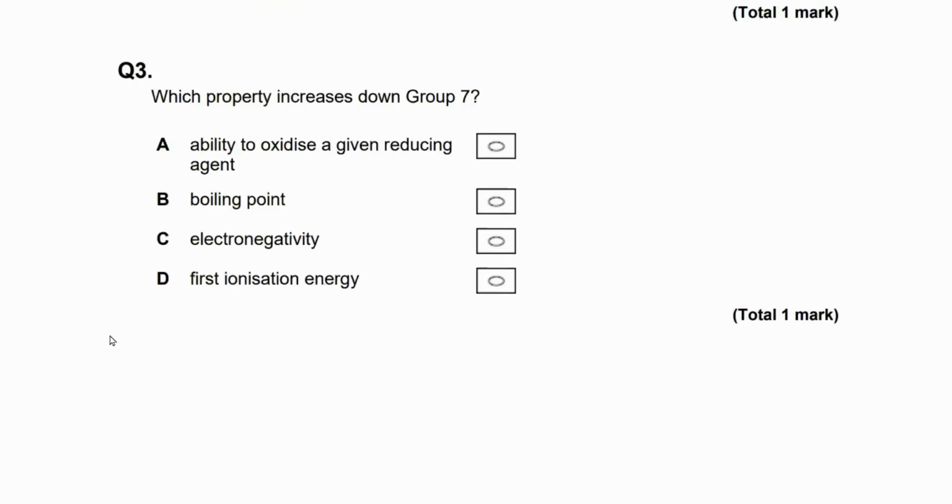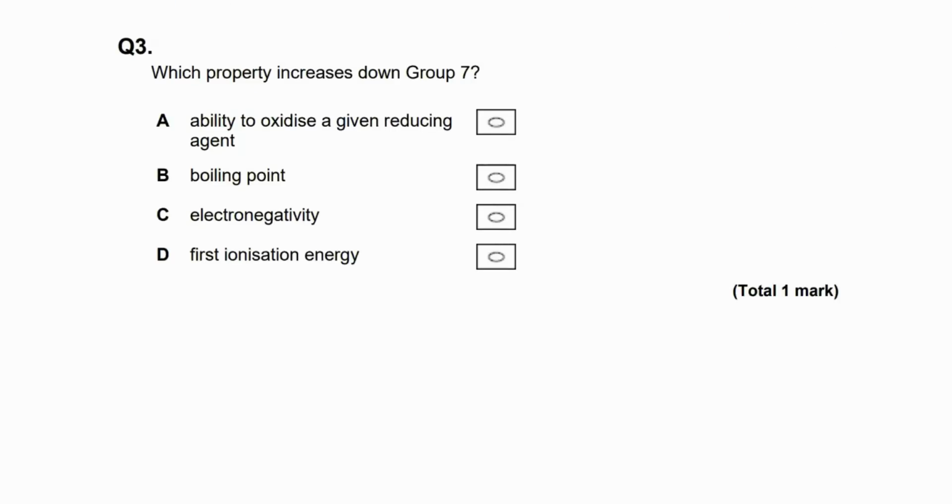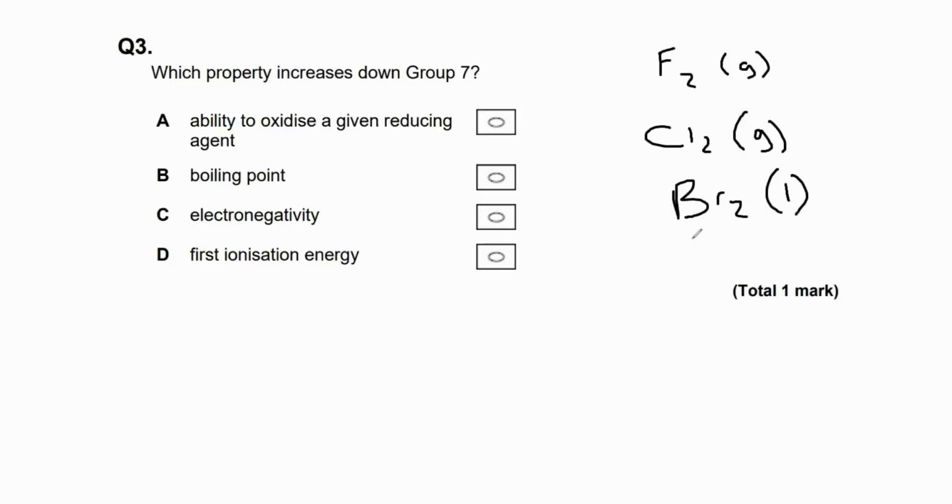Right, let's look at question 3. Which properties increase down group 7? The ability to oxidize a given reducing agent, the boiling point, the electronegativity, or the first ionization energy. We could go through all of these, but it's pretty simple. Just remember your states for the halogens. Fluorine's a gas, chlorine's a gas, bromine's a red liquid, and iodine is a black-grey solid. So which one's going to have the highest boiling point and melting point? That is going to be iodine out of those four. So yes, boiling point does increase down group 7, and that's the answer.